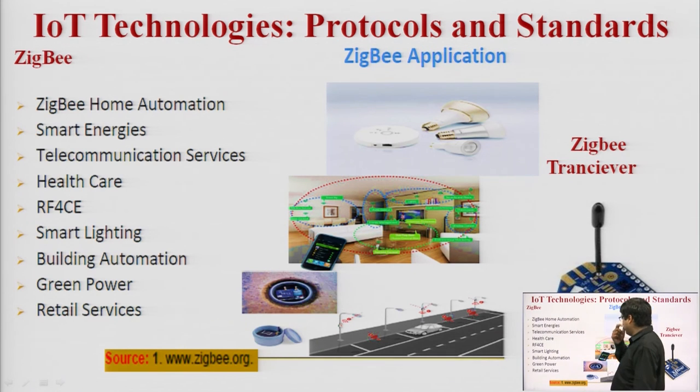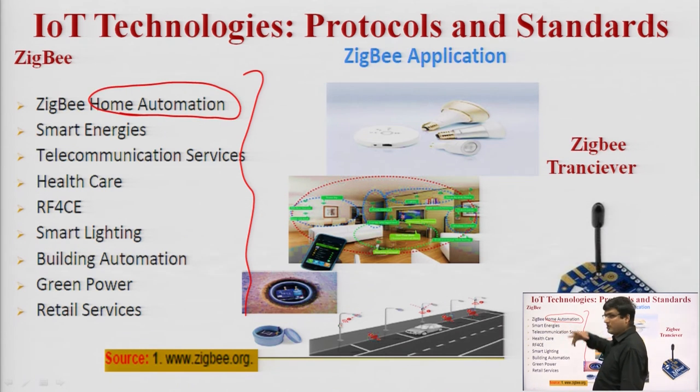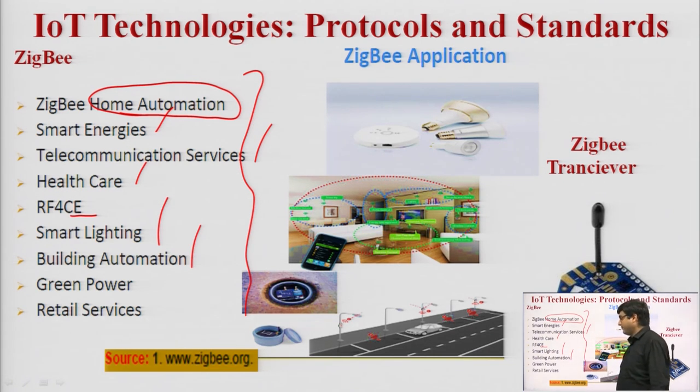We will look into some more applications of Zigbee devices. Zigbee home automation: for home automation, we can use Zigbee devices. For smart energy, smart meters, smart dams, smart buildings. For telecommunication services, we can use Zigbee devices. For healthcare monitoring, we can use Zigbee devices. RF communication, smart lighting, which we have seen in the previous slides. For automation of buildings, we can use Zigbee devices. For green power and retail services.